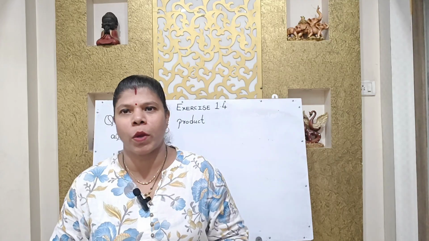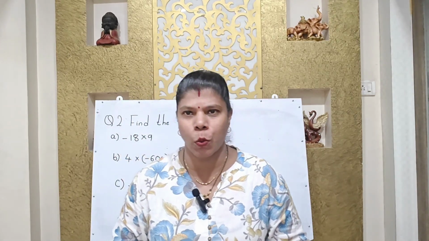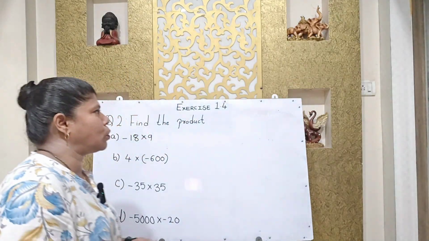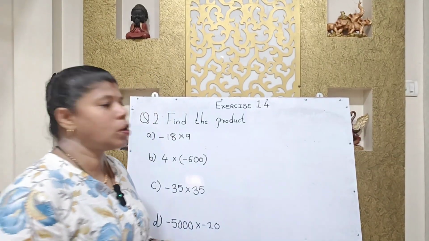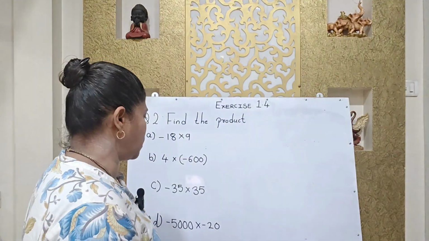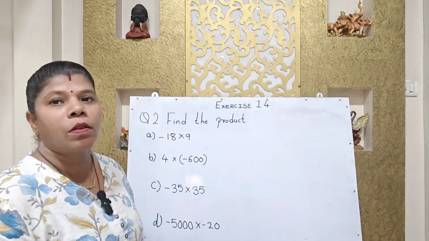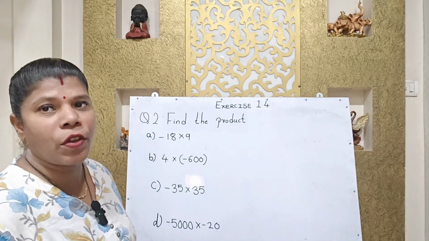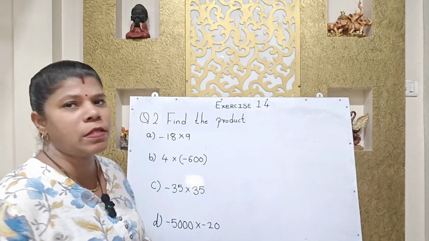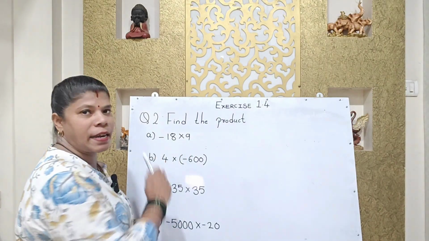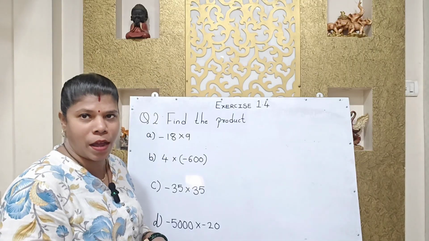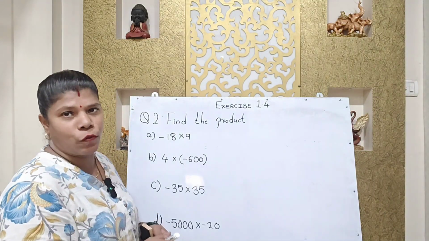Till now, we had completed question number 1. Today we are going to start with question number 2. Come on, let's start. In question number 2, they ask us to find the product. Find the product means we have to find out what will be the answer if we multiply two integers. So what two integers have they given us? Minus 18 and 9. We have to multiply these two integers to find the answer. First we have to find out the sign.